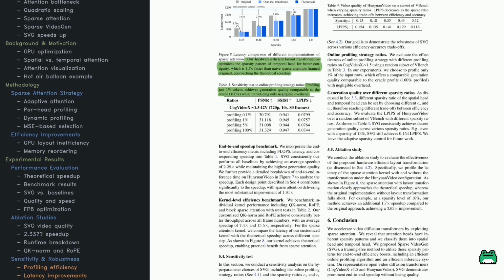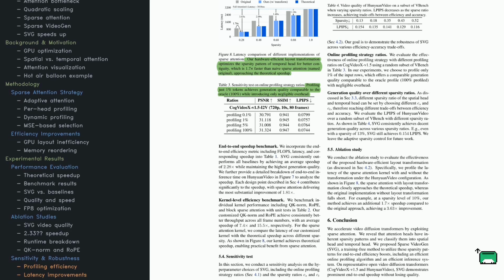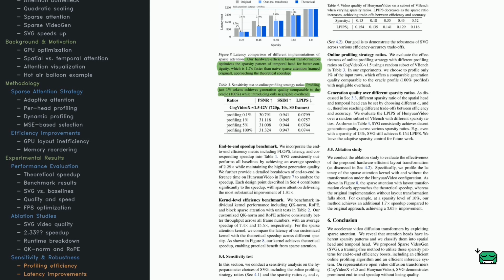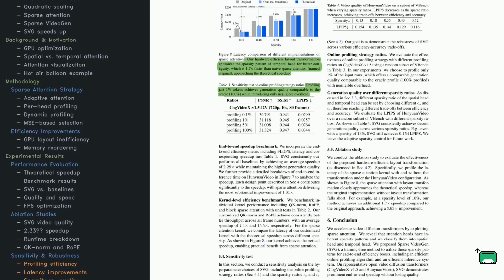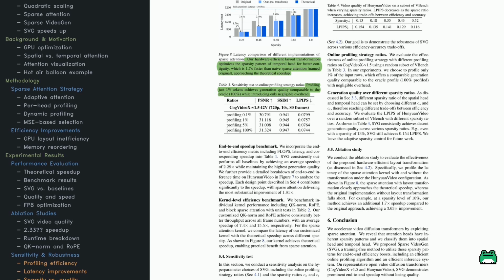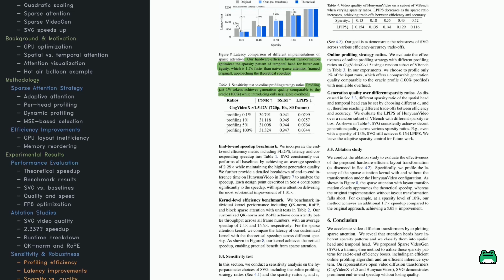Take a look at Table 3. Profiling only 1% of the tokens achieves nearly identical video quality as profiling 100%, with a PSNR of 31.1 compared to 31.3. That's a huge reduction in computation with almost no drop in quality.